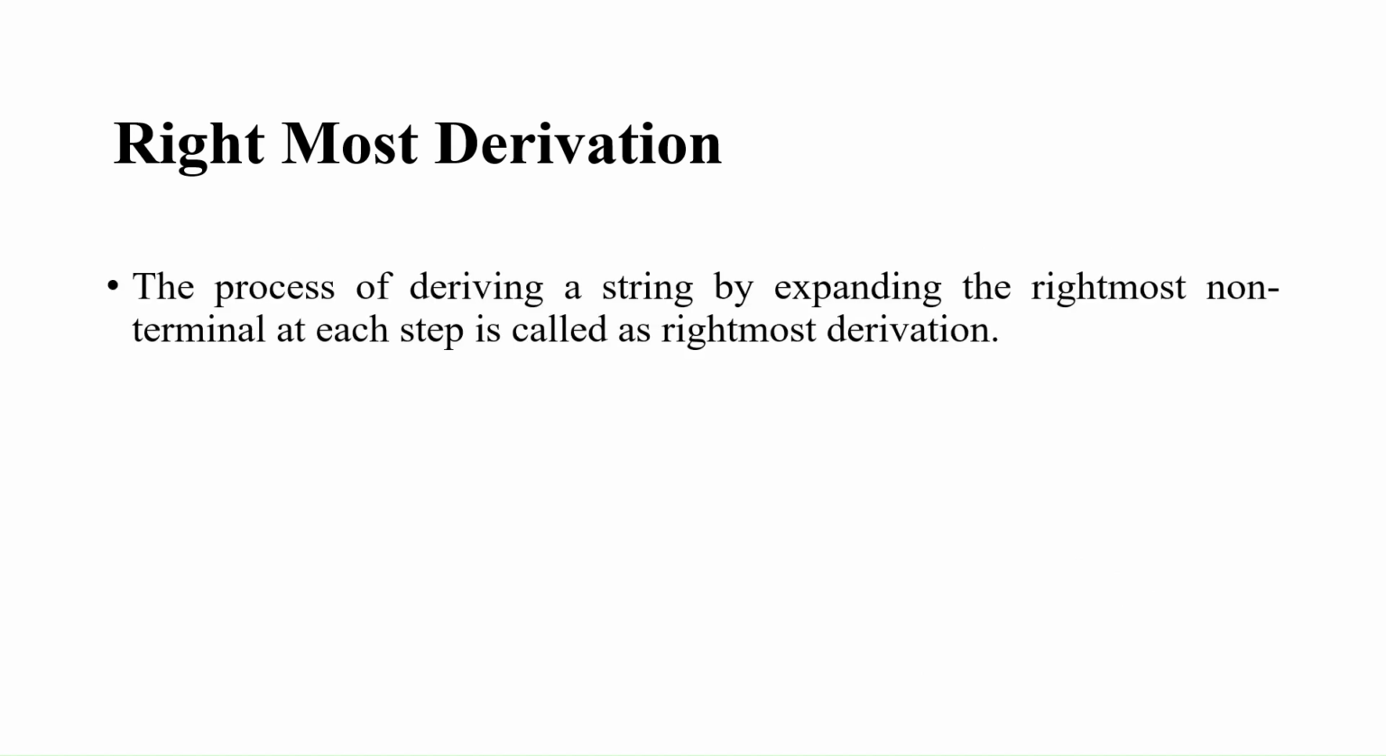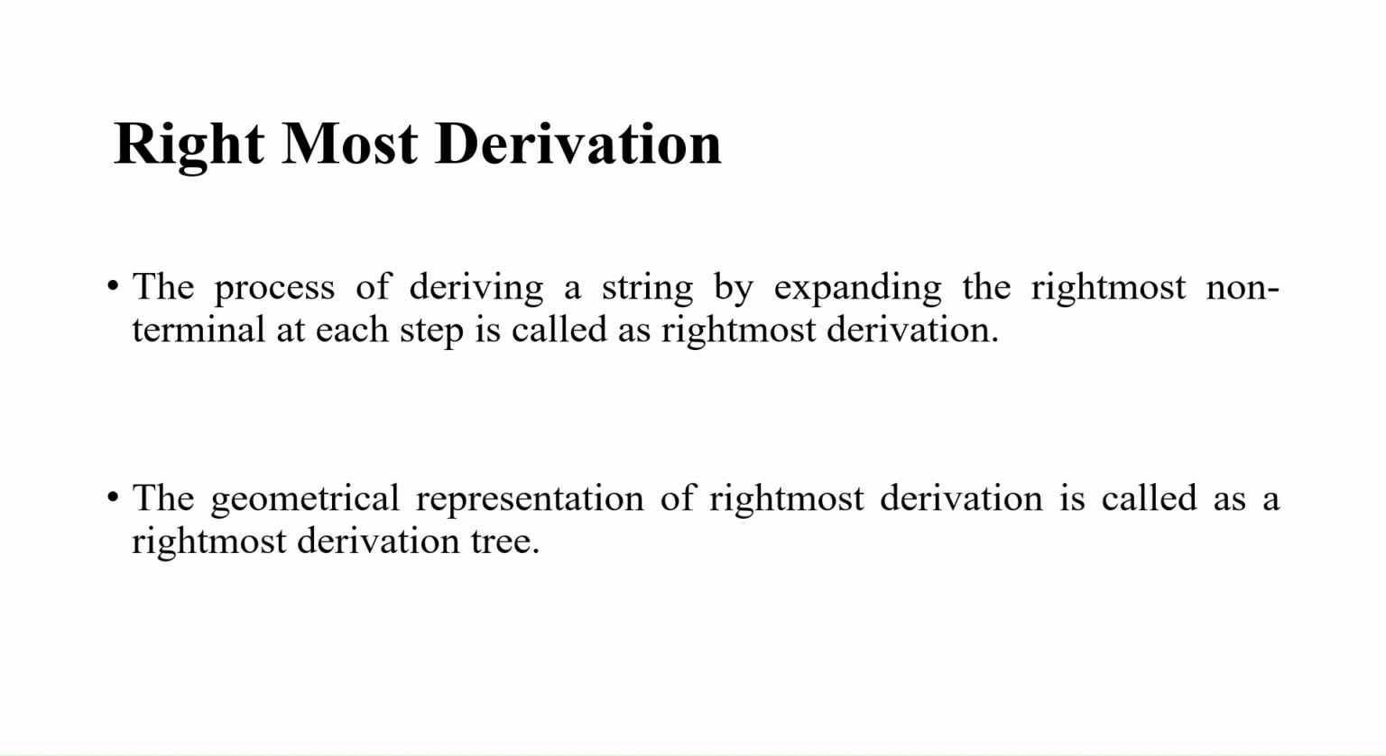The process of deriving a string by expanding the rightmost non-terminal at each step is called rightmost derivation. The geometrical representation of rightmost derivation is called a rightmost derivation tree. So let us see an example to get more clarity about this topic.